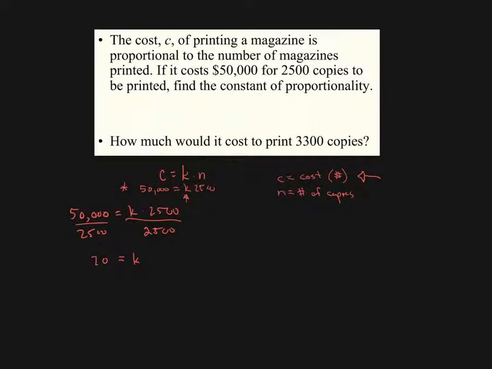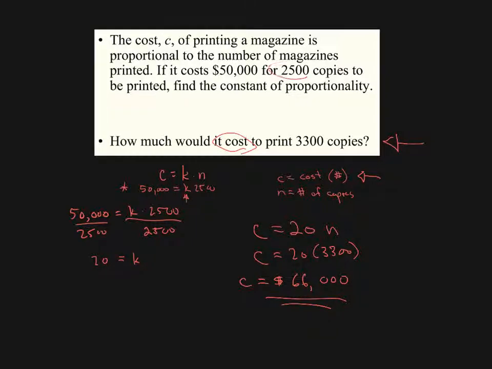Now that I have the value of k, we can use this to rewrite our general equation. So the cost is equal to 20 times the number of copies. Now what do they want us to do? They want us to solve for a cost given 3,300 copies. So cost is equal to 20 times 3,300. And 20 times 3,300 is $66,000. So that's the cost, and that's the answer. And doesn't that make sense? 2,500 copies, $50,000, more copies, more money. That's about it. It's as difficult as this section gets.